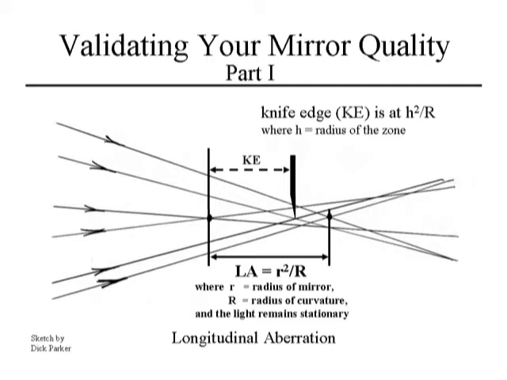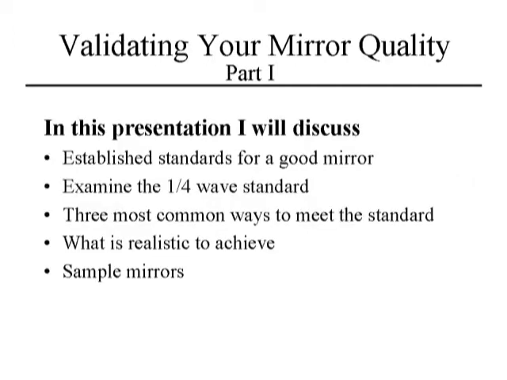position, where the knife edge relationship to the zonal radius is h squared over r, where h is the zonal radius and r is the center of curvature, and that you know how to take those measurements to test your mirror, and you have a table of numbers, and now we're looking to establish the quality of your mirror.